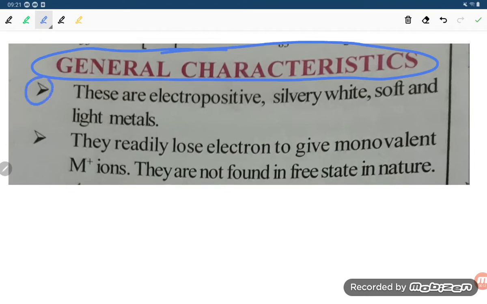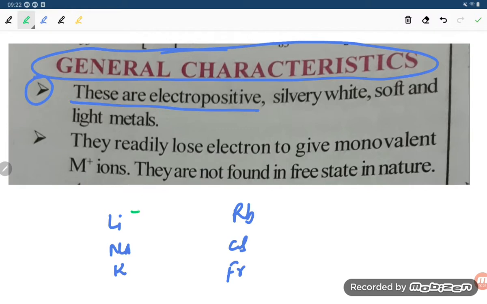Today we are going to discuss the general characteristics of the s-block elements, that is, group 1 alkali metals. The very first point in the general characteristics is that they are electropositive. Whatever the metals are, like lithium, sodium, potassium, rubidium, cesium and francium, they are electropositive, that is, they all have a positive one character.